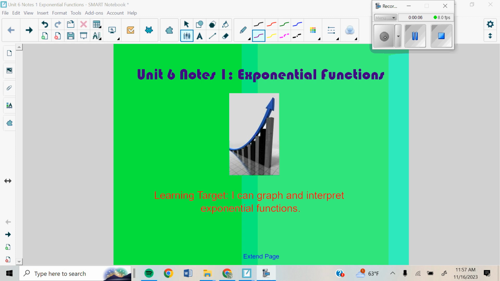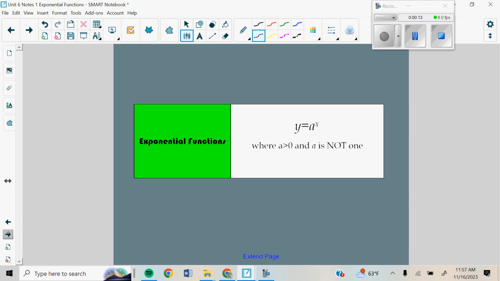Today we're going to do our note 1. We're going to introduce exponential functions, and then you probably have an activity to do with this. So make sure that you pause along the way if there is anything where you need to be writing, and I'm moving on. Don't forget, you can rewind too.